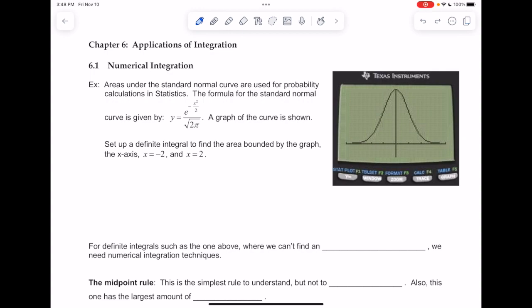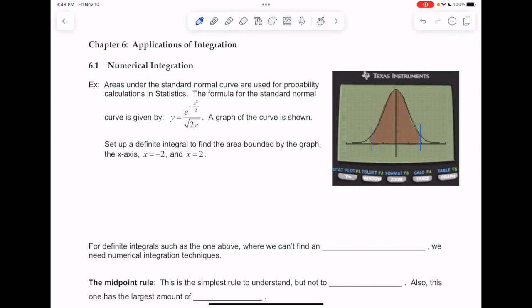So let's set up a definite integral to find the area bounded by the graph, the x-axis, the line x equals negative 2, and the line x equals 2. So x equals negative 2, we can add that to the graph. X equals 2 is here. We've already got the graph drawn in, and we've already got the x-axis drawn in. So the area they're talking about is in between those two blue lines I just drew and underneath the curve. So there's an okay job of shading that right there. That's the area we're looking for.